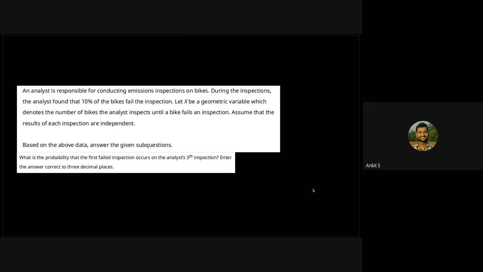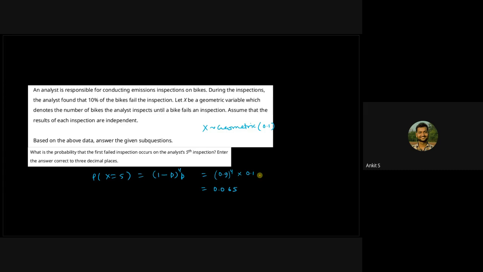So in this case we have to calculate the probability of a random variable following a geometric distribution taking some value. We have to find the probability that x takes value 5. Here we are given that the analyst found that 10% of the bikes failed the inspection. It means if we consider all of the bikes during a general inspection, the probability of getting a failed bike is 0.1, or 10%. That's why the value of p is 0.1. You can get this from this line.